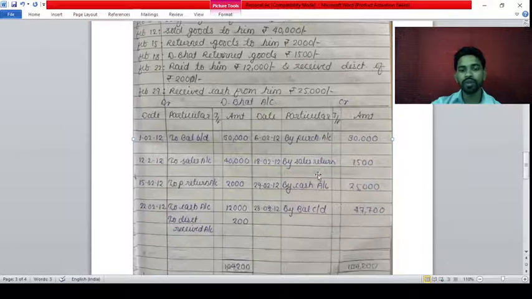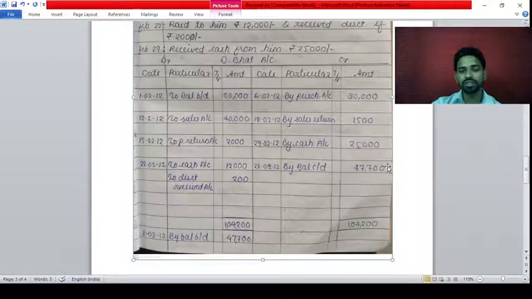Now we have to close the accounts. This balance is what? Ascertained balance. So 47,700 is the ascertained balance. Now forget it for 2 seconds. See which side is getting more balance, debit side or credit side. Debit side is getting more balance, rupees 1,04,200. The total of 50,000 plus 40,000 plus 2,000 plus 12,000 plus 200 is 1,04,200.